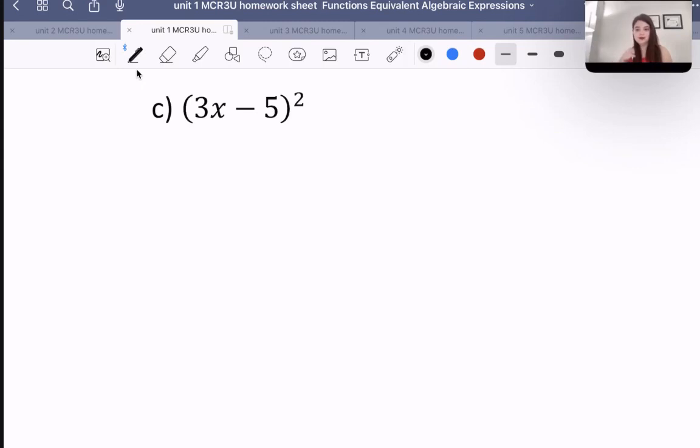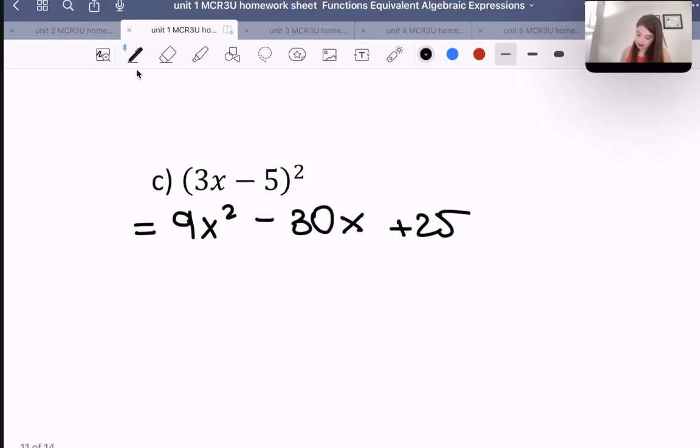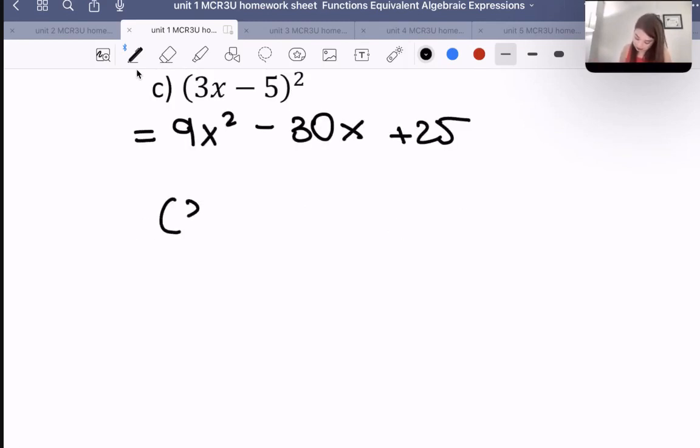That's totally fine as well, but I did already show the other way, so I'm going to show this specific way. So square the first. Well, square 3x is going to be 9x squared. Square the last. Well, negative 5 squared is plus 25. Double the product. Well, the product of negative 5 and 3x is negative 15. If we double that, we get negative 30, so we get negative 30x, and that's our answer. Voila. Now, let's say that we had done it the FOIL way.